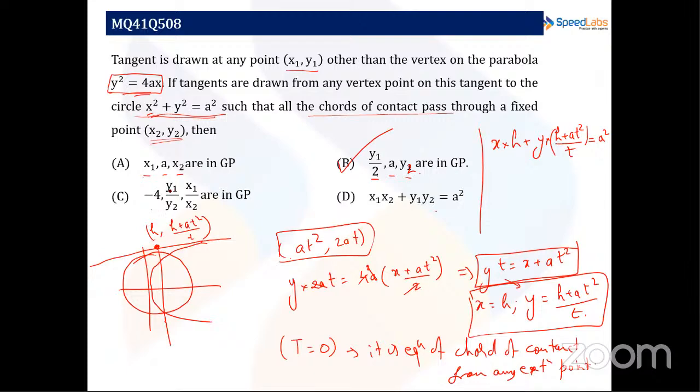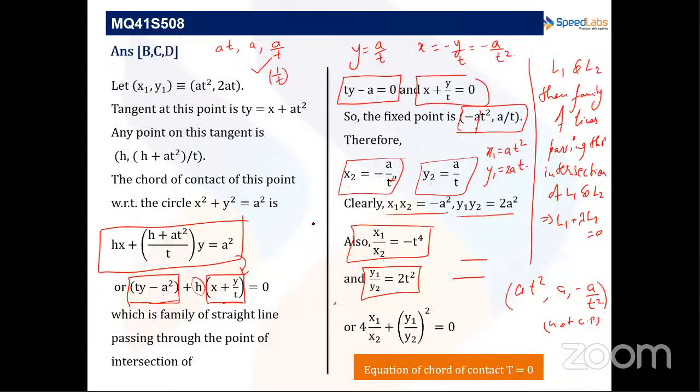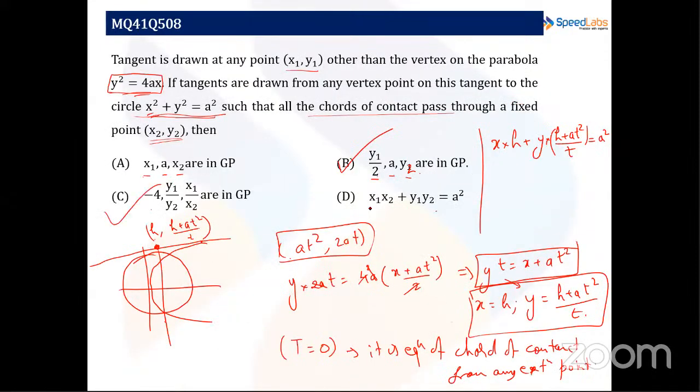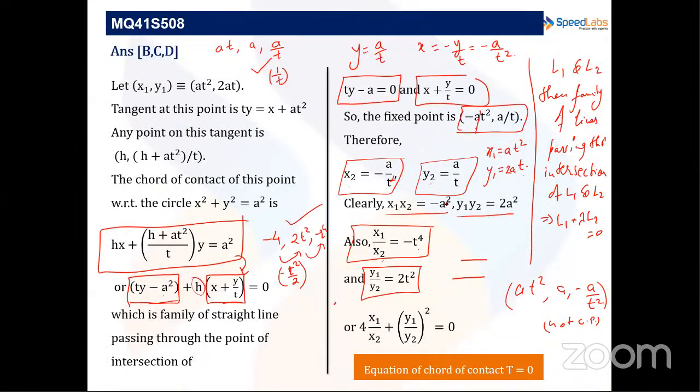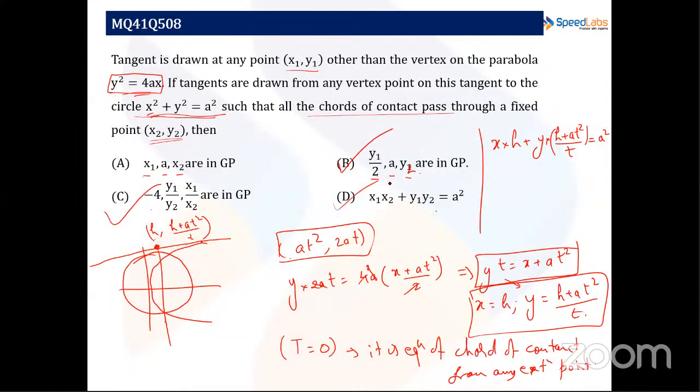Then −4y1/y2 and x1/x2. So −4 times y1/y2 is... and x1/x2 is −t⁴. Clearly we can see that the common ratio is t²/2 and −t²/2. So these are clearly in GP with the common ratio −t²/2. Now x1x2 + y1y2. Our x1x2 was −a² and y1y2 was 2a². On adding we will get a². So D is also our correct option.